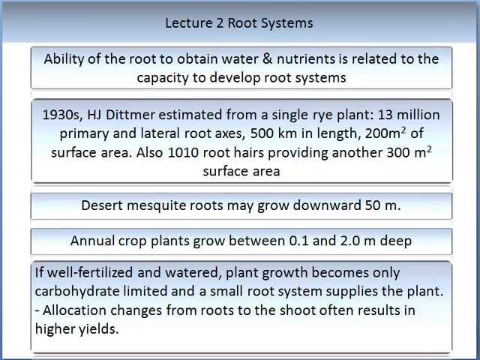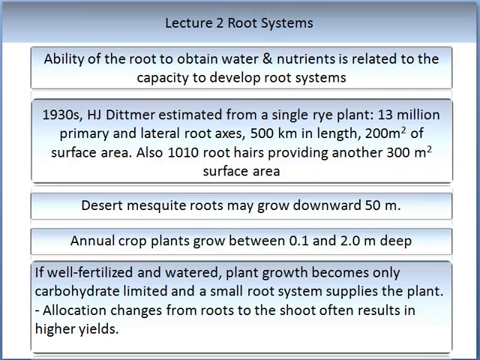The ability of the root to obtain water and nutrients is related to the capacity of the plant to develop a root system. In the 1930s, H.J. Dittmer estimated from a single rye plant some very staggering statistics. There were 13 million primary and lateral root axes, 500 kilometres in length. There were 200 metres squared of surface area. He also estimated 1,010 root hairs, which provided another 300 metres squared of surface area.